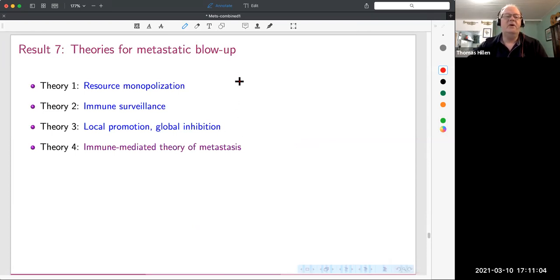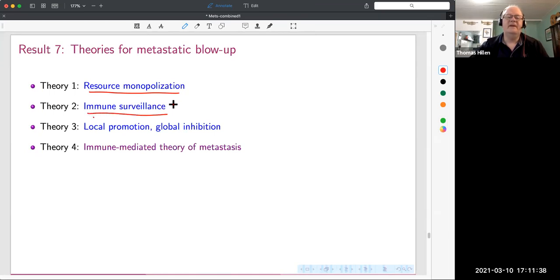For metastatic blow-up, there were a few theories which were discussed, which I'd like to mention just quickly as well. So metastatic blow-up, again, is a case when the primary tumor is removed and then the metastasis grows. And one theory could be resource monopolization, so that the primary tumor uses up a certain resource, maybe oxygen, maybe phosphorus, maybe some nutrient, so that the metastatic cancer has no supply and cannot grow.